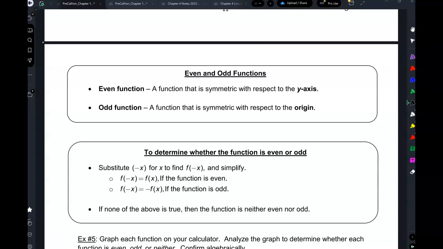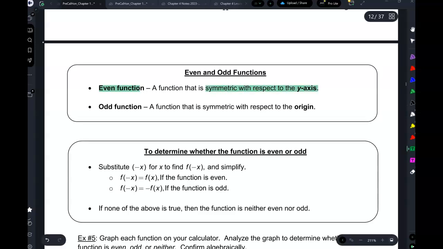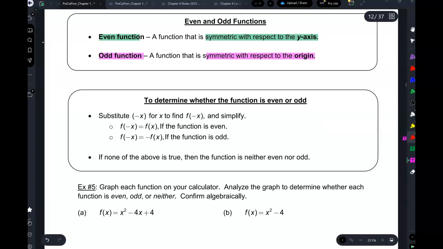More tests, even and odd functions. An even function is basically symmetric with respect to the y-axis. An odd function is one that is symmetric with respect to the origin. The test for these, this is a standard test, is you want to substitute negative x. So you want to find f of negative x.